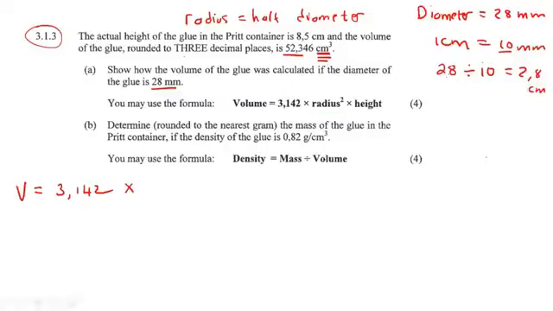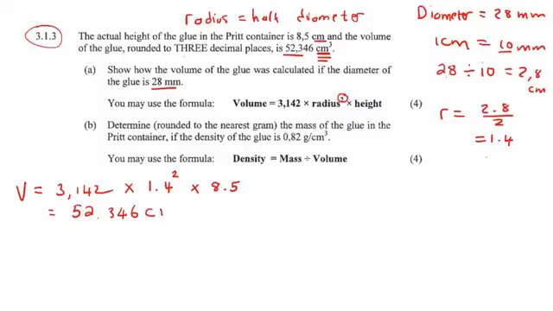But remember that 2.8 centimeters, that's the diameter. So to get the radius, you're going to halve that. So 2.8 divided by 2, which is 1.4. And so here you can say 1.4 to the power of 2 multiplied by the height, which was given as 8.5, and that's already in centimeters. There we go. And then we can work it out. And we should get 52.346 if you round to 3 decimal places, and that's exactly what they have over there.